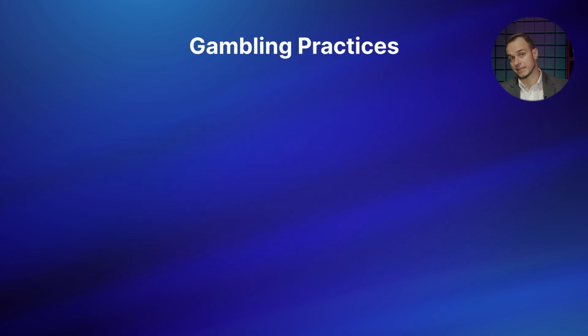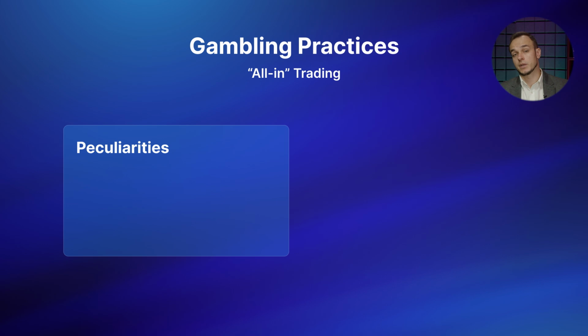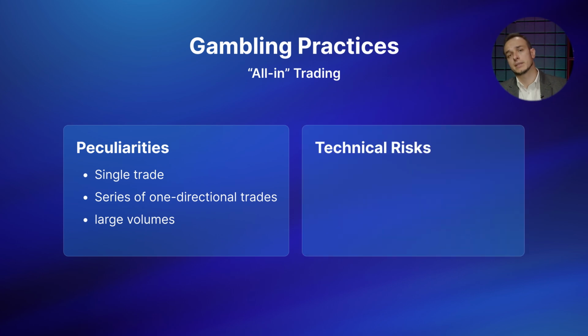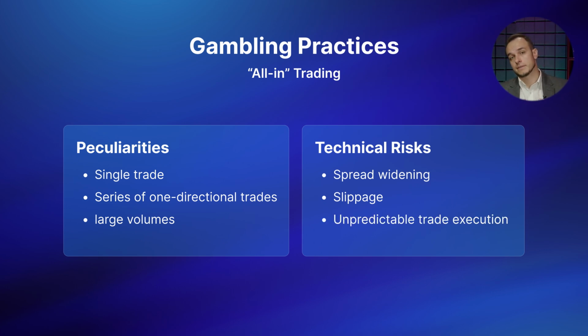The following trading techniques exhibit traits of gambling practices. They are also high risk and unsuitable for trading on company accounts. All-in trading. This refers to committing all or a substantial portion of available capital or margin to a single trade. Similarly, excessive and improper use of leverage occurs when a trader risks a significant portion of their account in one trade or a series of one-directional trades and positions.